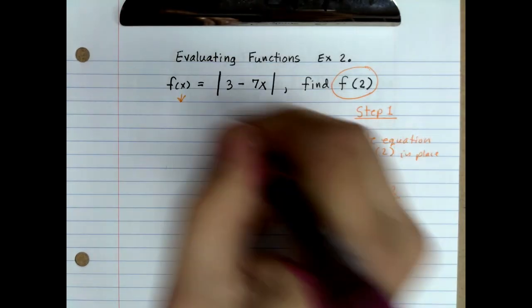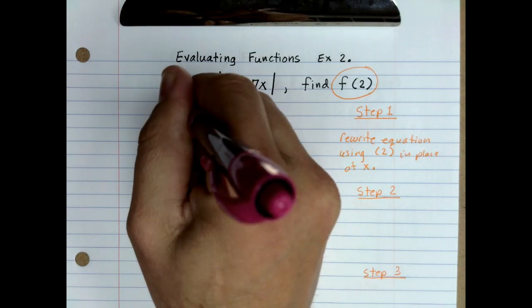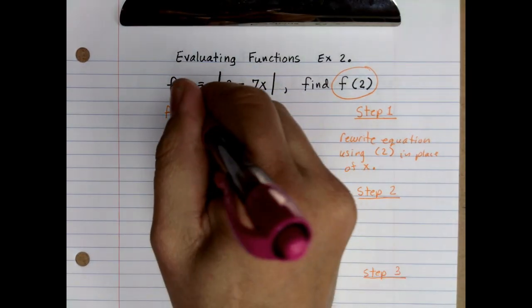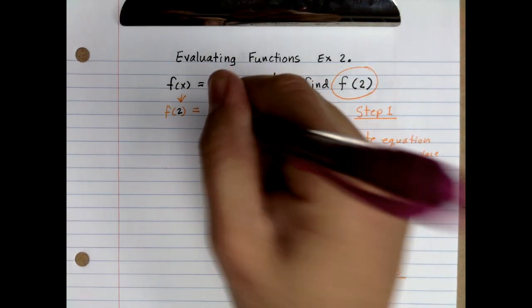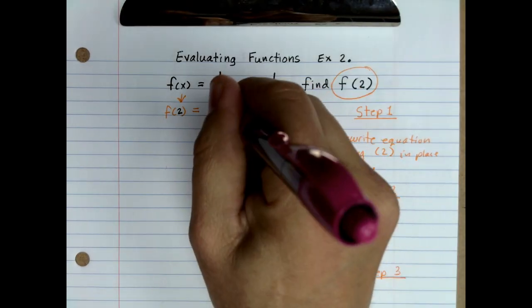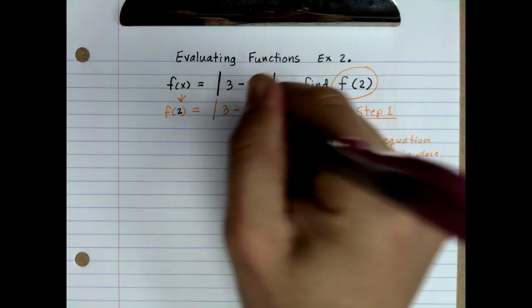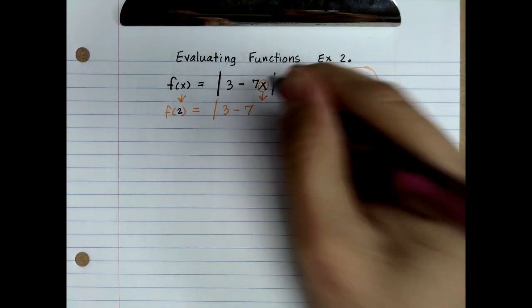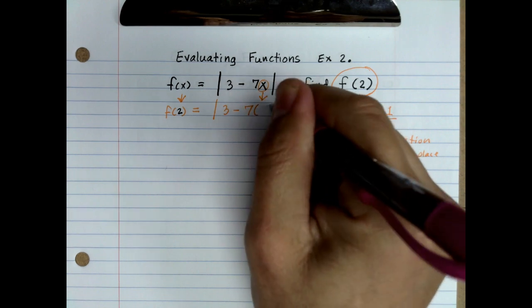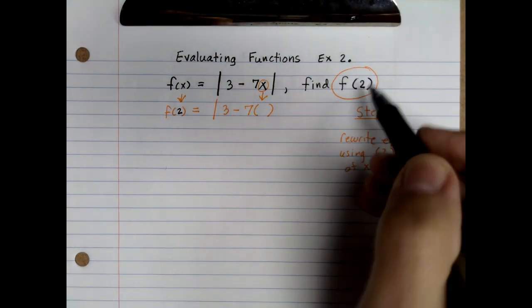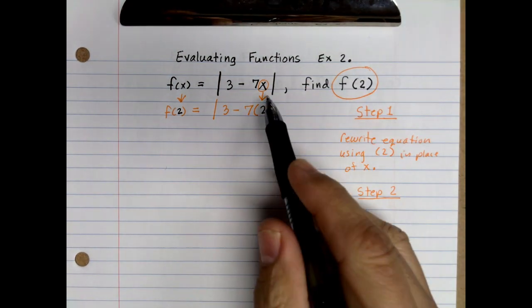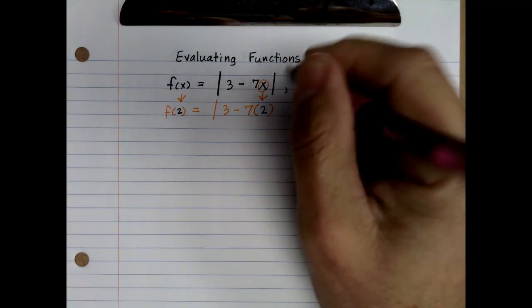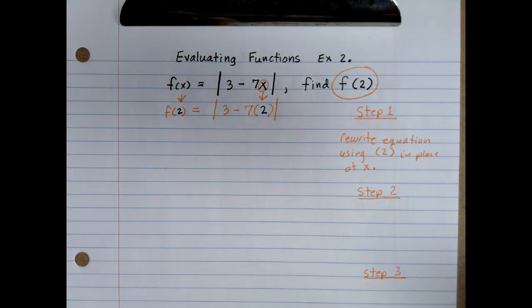So we're going to write this as f of 2 is equal to, and I'm going to make my absolute value bracket, and then 3 minus 7, and we're going to replace this x right here with parentheses and put the 2 inside of it, because everywhere there's an x we're just replacing it with parentheses and the 2. And then I'm going to close this right here.